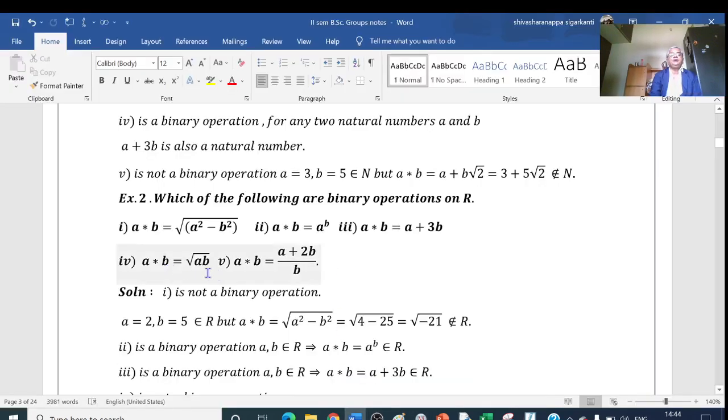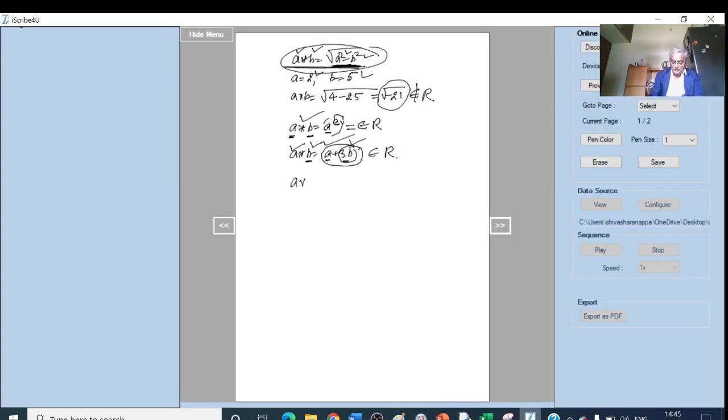Next example: A star B is root of A into B, root of AB. A star B equal to square root of AB. And here this becomes a real number if this quantity, that is AB, is a positive quantity. Suppose AB is a negative quantity, then this is not a real number. So if I take A equal to 2 and B equal to any negative quantity, say minus 3, then A star B is equal to square root of 2 into minus 3. This is equal to root of minus 6. This is a complex number. This does not belong to R.